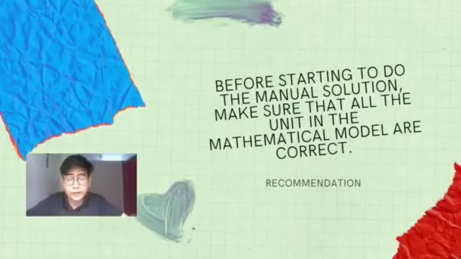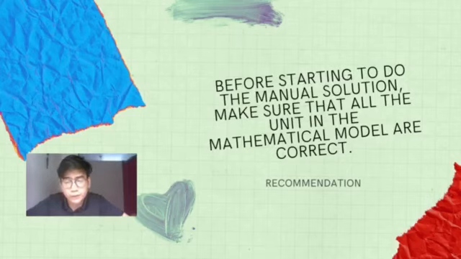Okay, so for recommendation, we only have one recommendation, which is before starting to do the manual solution, make sure that all the units in the mathematical model are correct. For example, if we use the unit height in feet, then the velocity must be in feet per second. Same with gravity, we also need to use feet per second.